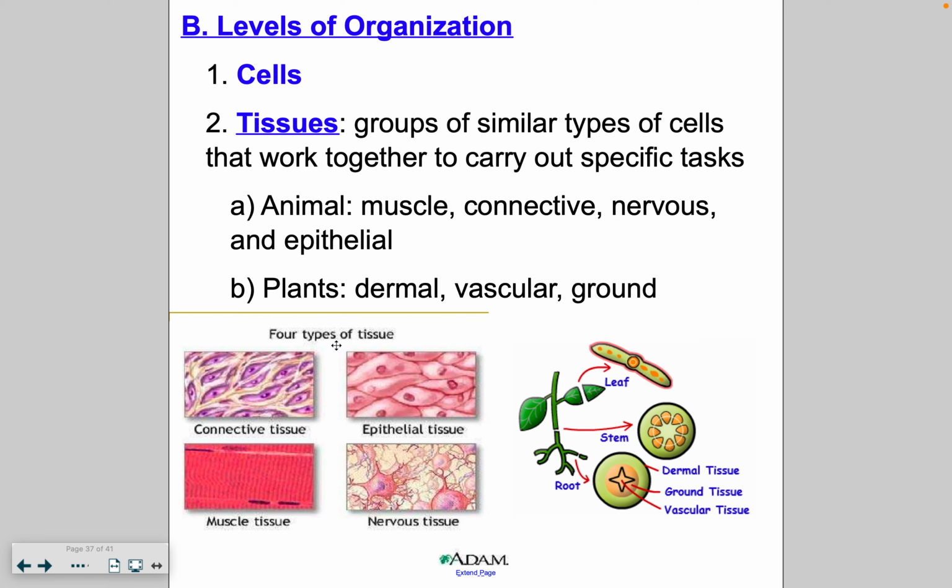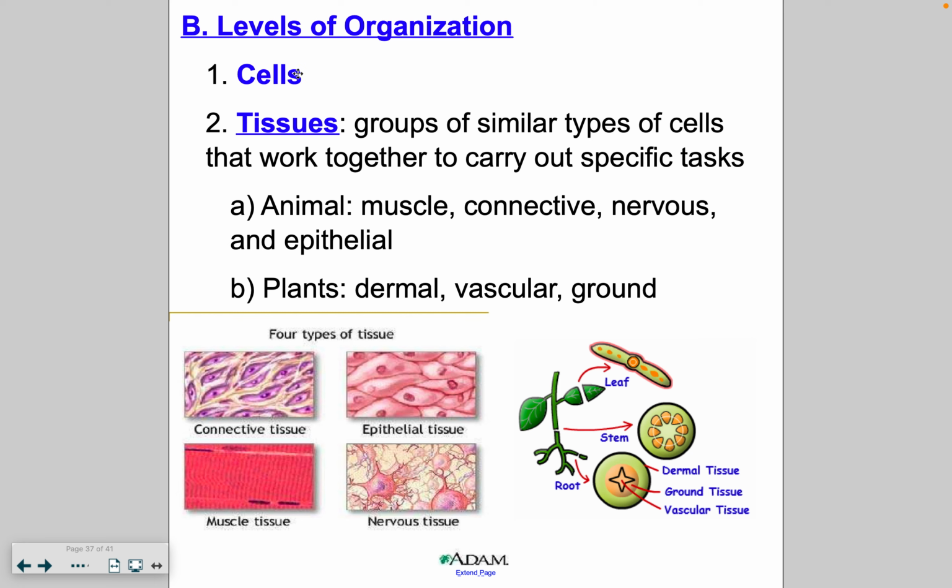Okay, so here are the 4 types of tissues down here. Here's my connective, there's my epithelial, there's the muscle, and there's the nervous. Plants have 3 different types of tissues: dermal, vascular, and ground. And so the dermal is the outer layer. It's kind of like the cell wall. And then the ground is kind of like everything inside of it. And vascular is for transportation, the movement of water and sugars throughout the plant.